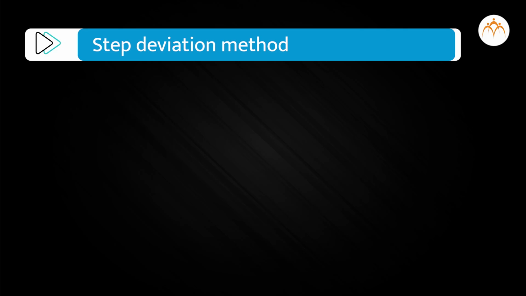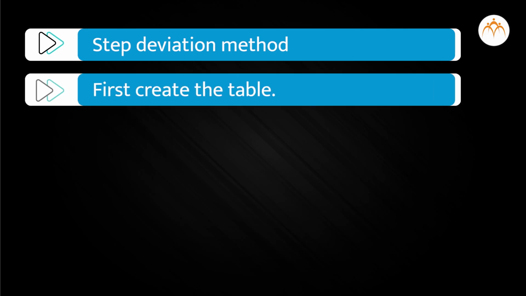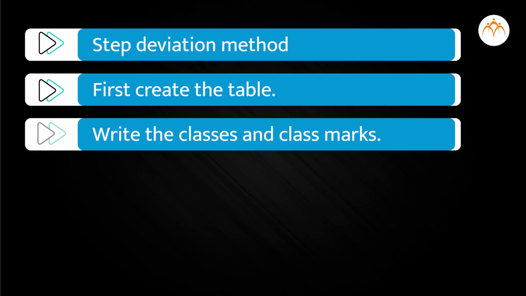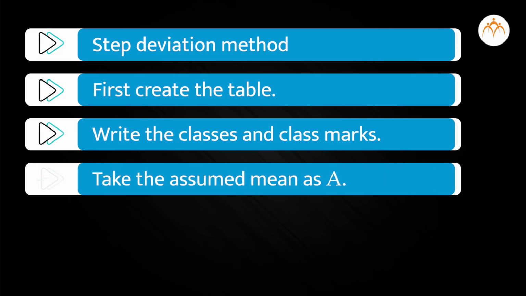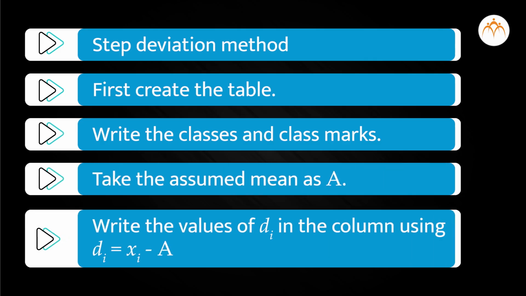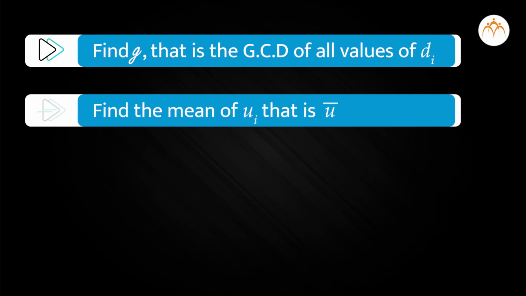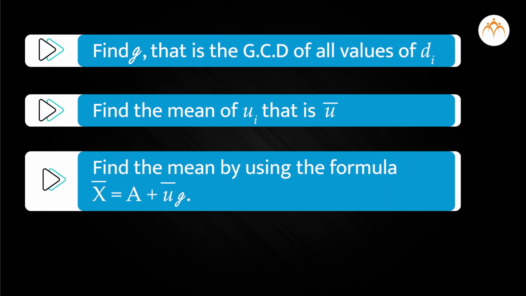What did we learn? Step deviation method. First, create the table. Write the classes and class marks. Take the assumed mean as A. Write the values of di in the column using di equal to xi minus A. Find g, that is the GCD of all values of di. Find the mean of ui, that is u bar. Find the mean by using the formula x bar equal to A plus u bar g.